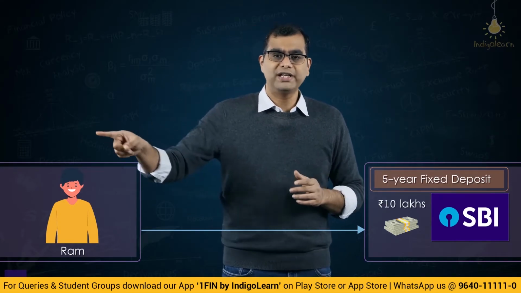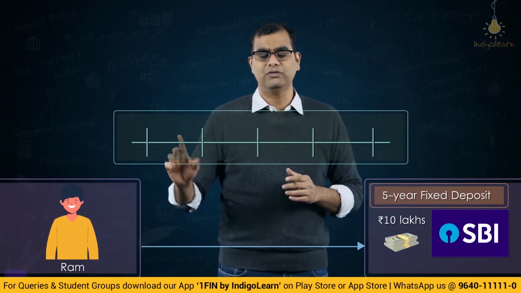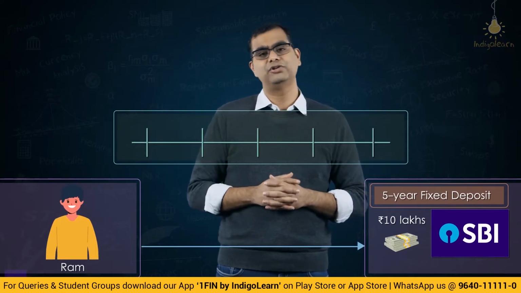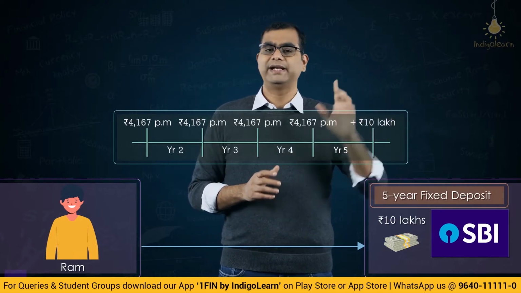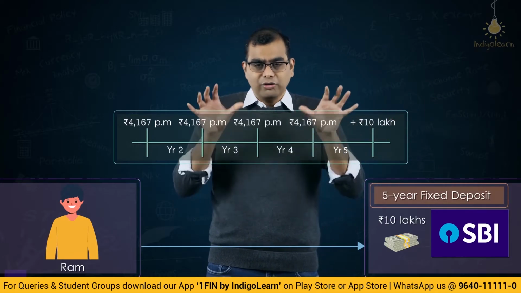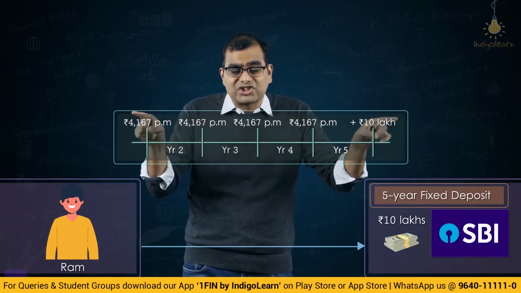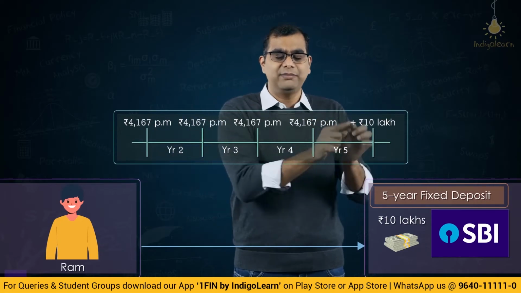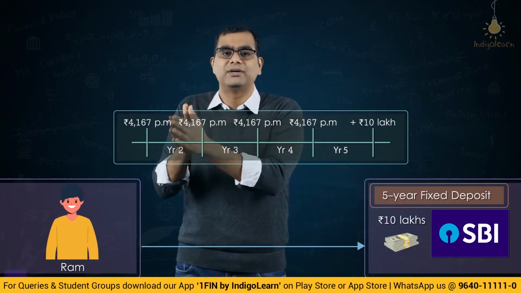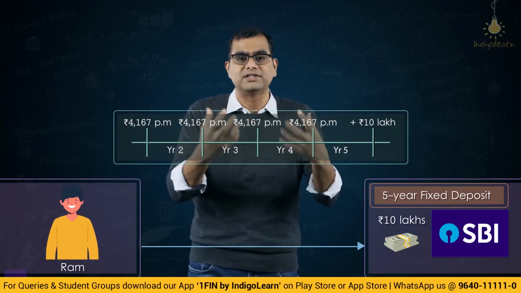Correct? So, for the next 4 years, because already 1 year is over, every month you will be getting 4,166. At the end of the period, you will be getting 10 lakhs. Correct? Now you are saying, I have this stream of cash flows. I have this entire stream of cash flows which I want to sell to somebody. When I say selling a fixed deposit, this is what I mean.